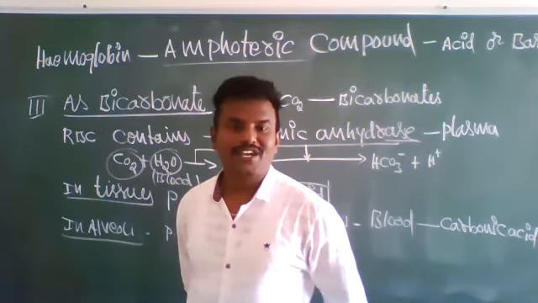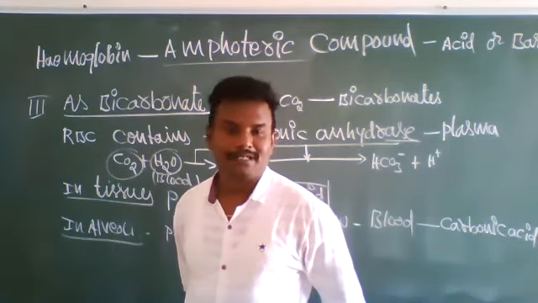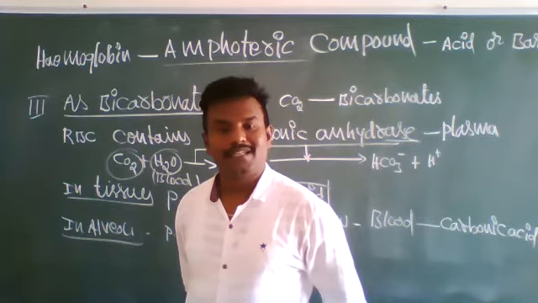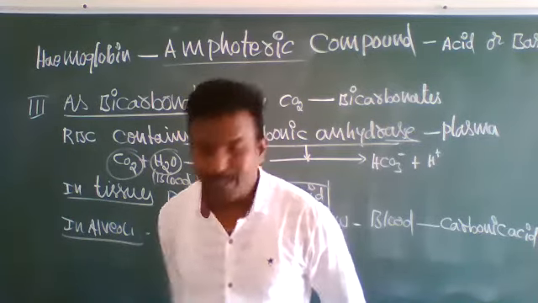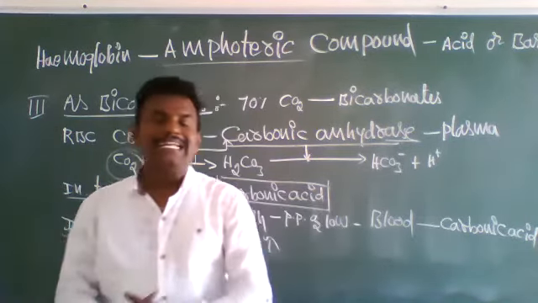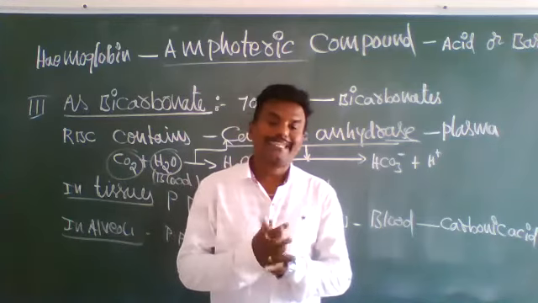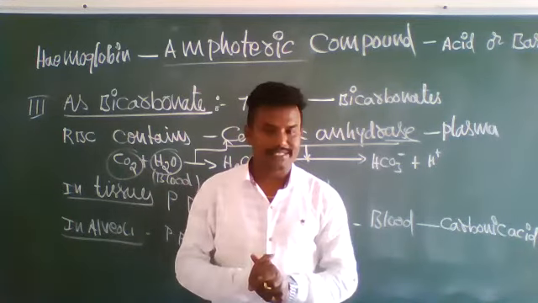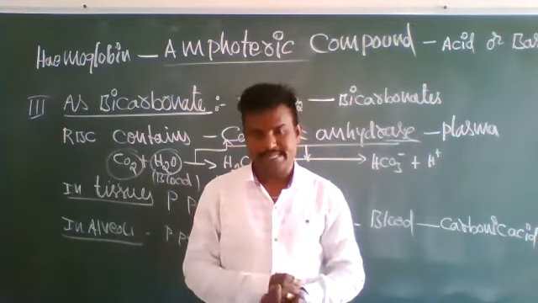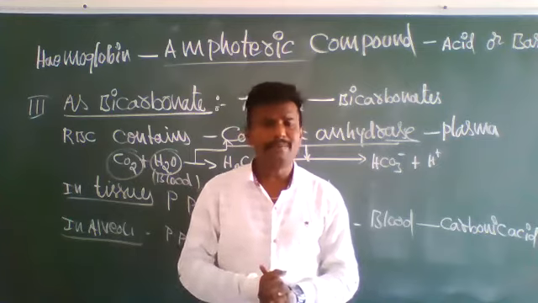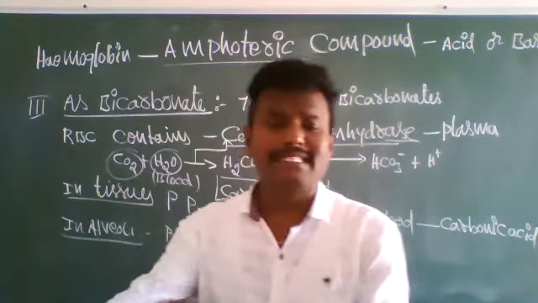Where the areas are oxygen rich, it will take oxygen and leave the carbon dioxide. Where the areas are carbon dioxide rich, it takes the carbon dioxide and leaves the oxygen. Okay, so this is the transport of gases. Yesterday we discussed oxygen, today we have discussed carbon dioxide. This main topic, transport of gases, is finished.